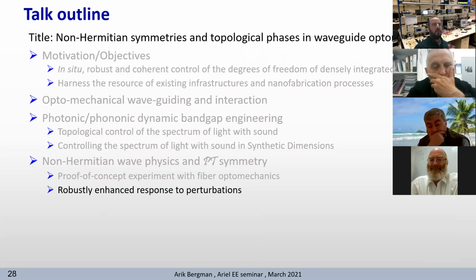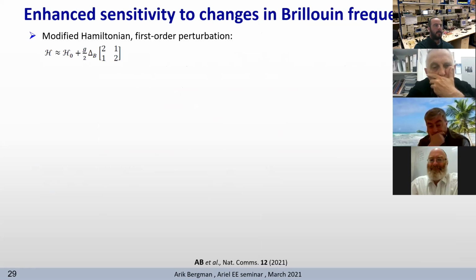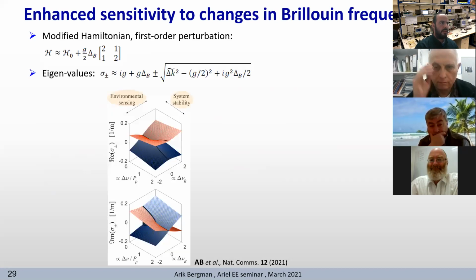Now I will show that we also observe enhanced spectral response to changes in the Brillouin frequency shift, which is the single most important mechanism in distributed fiber sensing. The modified Hamiltonian can now be approximated in terms of a first-order perturbation correction as follows. Delta B here marks the normalized detuning from the Brillouin resonance of the fiber. The eigenvalues of the modified Hamiltonian can be written as follows and visualized by what is known as Riemann surfaces.